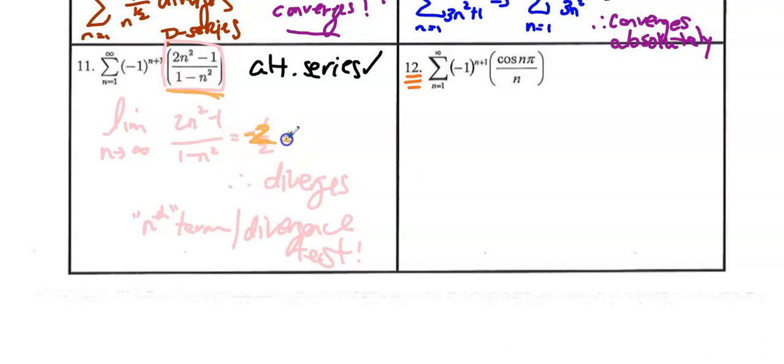Since this limit does not equal 0, then I can say that the series will diverge by the nth term divergence test, or it also fails the alternating series test. So there we go for those 2 examples.